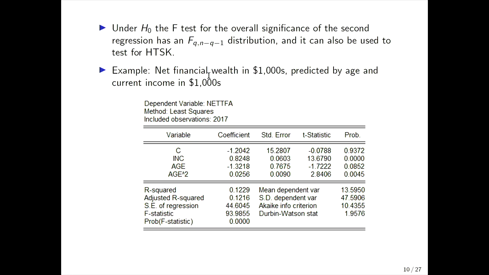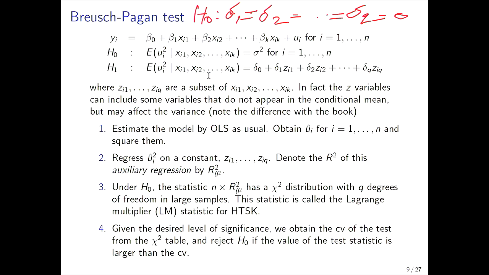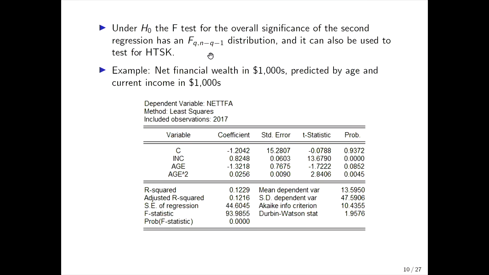There's also an F form of the test. As you see when you do this test in EViews, EViews will spit out two test statistics and two p-values. One test statistic is based on this statistic here, n times r squared, and you get a p-value for that. Another way of doing the test is to say, when I run this regression of ui hat squared on the z's, under the null hypothesis, the z's are jointly insignificant. Right? So I could test the joint significance of the z's by just doing the r squared form of the F test. So that's where this comes from.